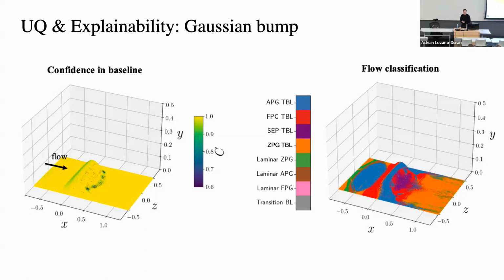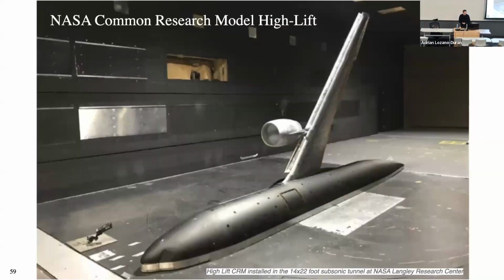And the other one is the flow classification. Again, we are trying to see that everything makes sense. The flow decelerates before the bump, then accelerates, then decelerates, then there is a purple region that is separation, and then it goes back to zero pressure gradient. So it's not like there is ground truth about this, but we just use this as a sanity check that we don't see anything very weird.